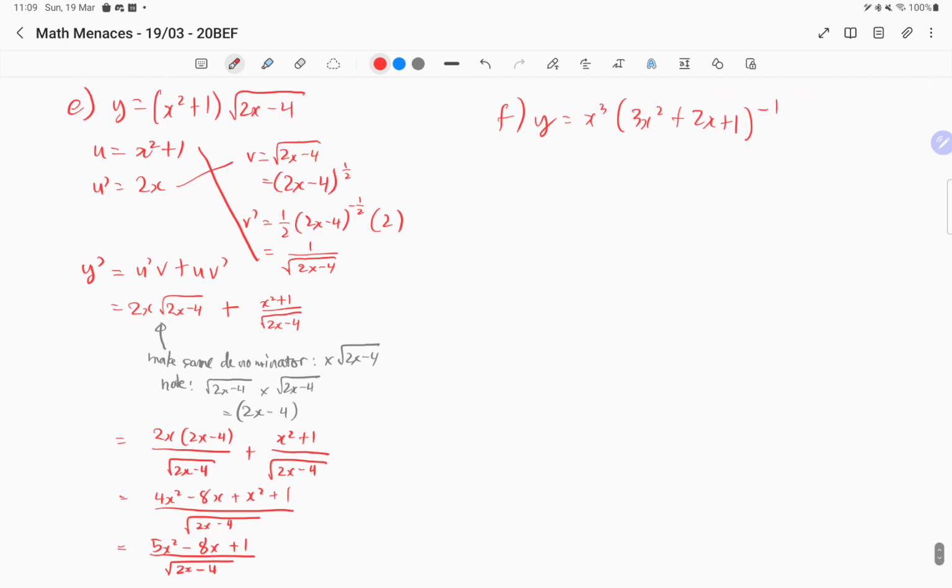Alright, answer for E is up. Okay, it's a little bit tricky. The algebra is a bit tricky.